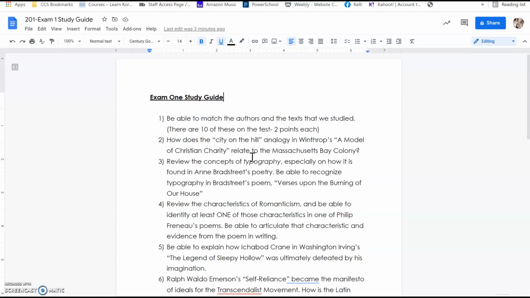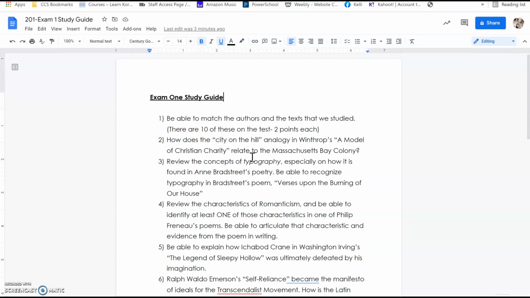There are 2 points each. There'll be a drop down where you line the text up with its author. And so that's 20 points total just on authors and text. So this should be a gimme. Make sure that you go back and look at all those authors and their texts for that part of the test.